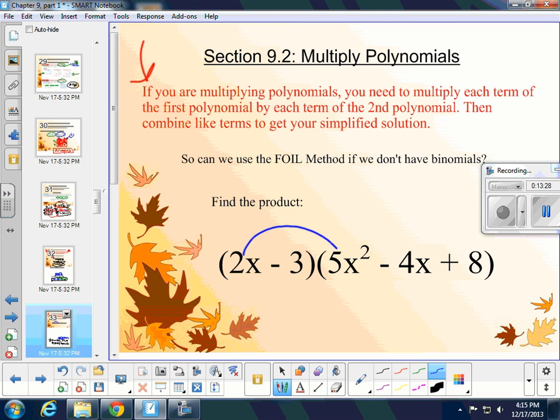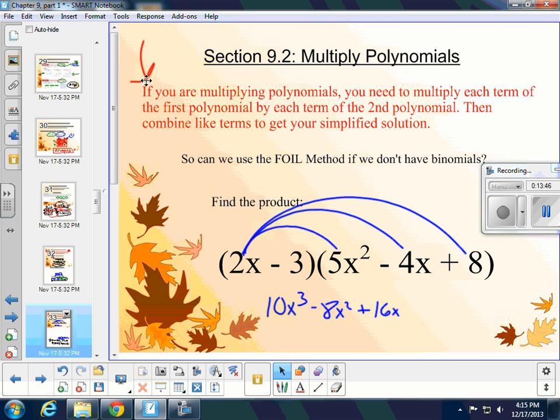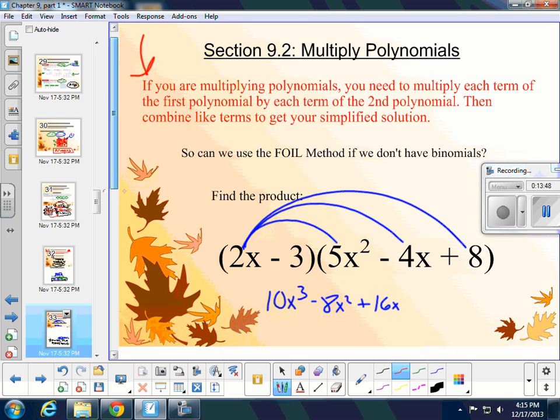Well, 2x times 5x squared, and then 2x times 4x. And then 2x times 8. And I write each of those answers there. So just going through this one quickly. 10x to the third I would get for the first set there. And then minus 8x squared. And then plus 16x. And then I would just take the second term and multiply that by each individual one.